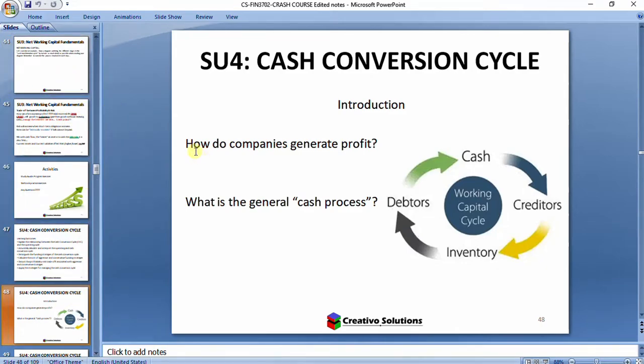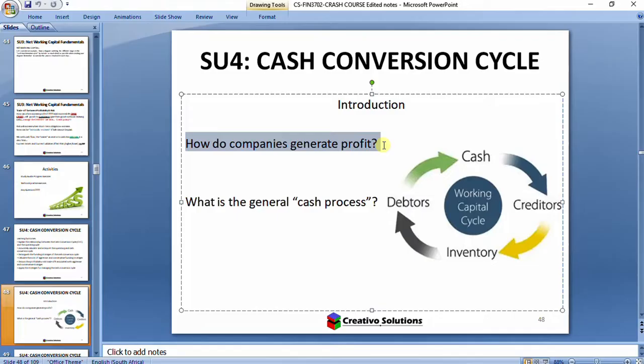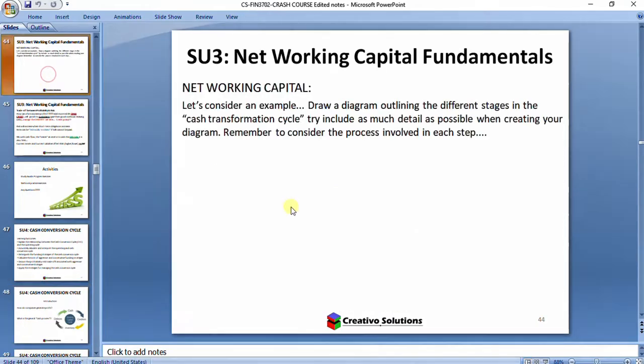I'm just going to ask you, in terms of how do companies generate profits, right, and what is the general cash process? We'll revisit these two questions, but let's go back to this and just ask you about your consideration in terms of the actual cash transformation cycle. So what will a business have to do in order to create some level of value? Right, so what did you come up with? What did you consider? What did you think about when you were looking at working capital?